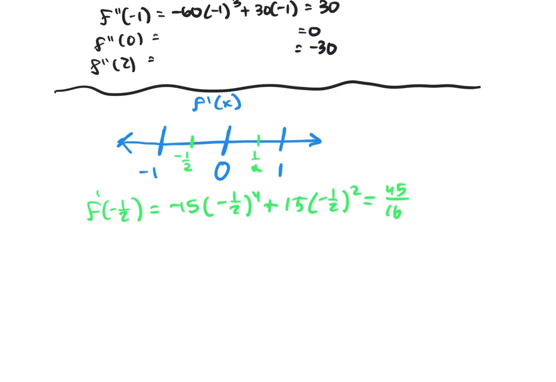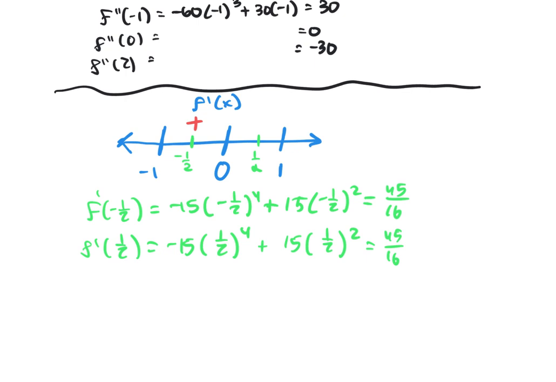Really, we're just worried about the fact, again, that it is positive here. Now, we should hopefully notice when I go to plug into the first derivative 1/2 that we're going to get the same number, and that's because, again, -1/2 to the fourth and 1/2 to the fourth, since those are even powers there, are going to get the same number. And indeed, we do. You end up getting 45 over 16 again, but the big takeaway here is that it is positive.